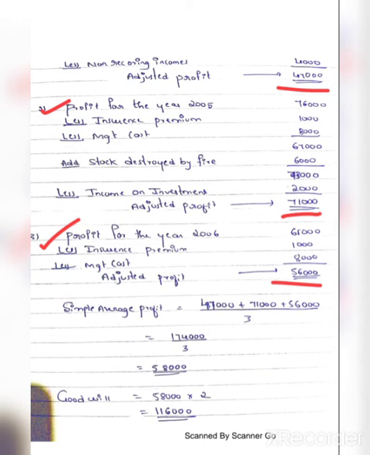Next find out simple average profit method. Simple average profit equals total profit divided by number of years. So total profit 47,000 plus 71,000 plus 56,000 divided by number of years of profit, 3 years. So final answer 58,000 of simple average profit. Next find out goodwill. Goodwill equals average profit into number of purchase years. So average profit 58,000 into number of purchase, already given in this question, 2 years purchase. So final answer 1,16,000.